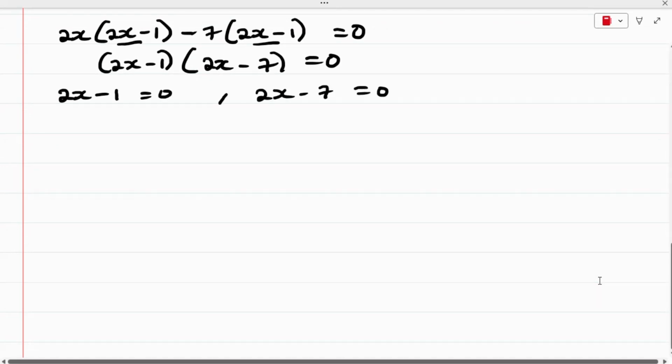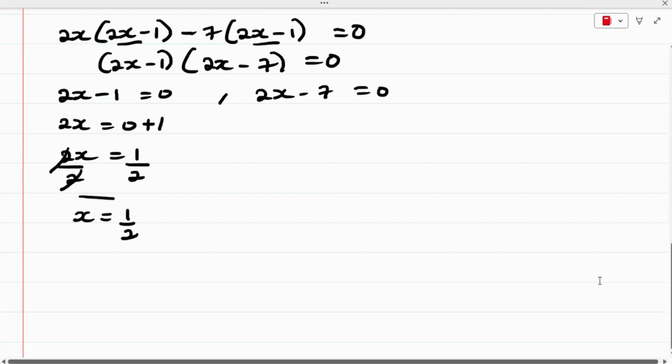So we have 2x is equal to 0 plus 1, 2x is equal to 1. So divide both sides by 2 to isolate x. This we cancel out this, so we have that x is equal to 1 over 2, and this becomes the first value of what? x.